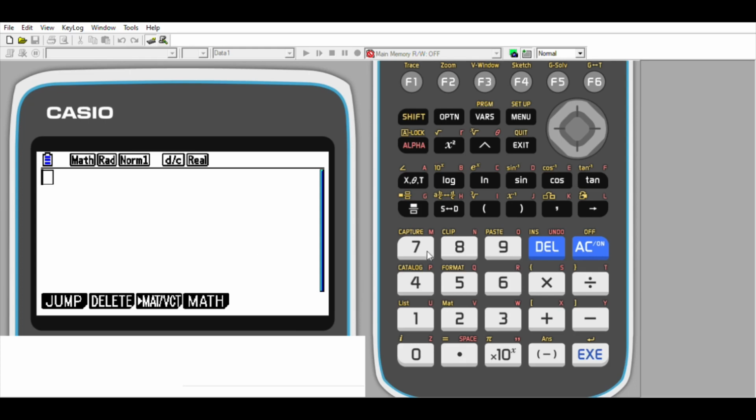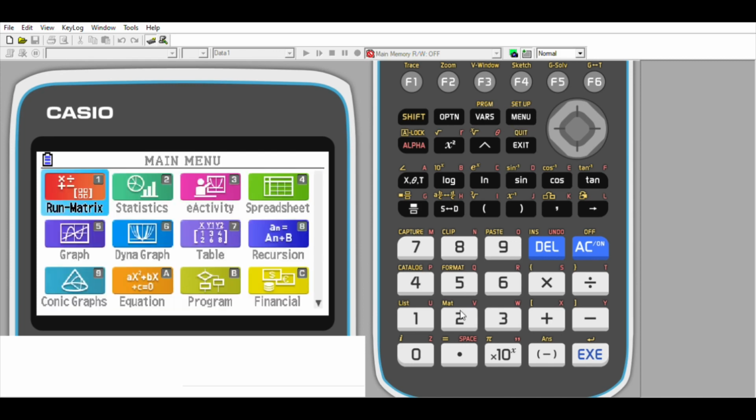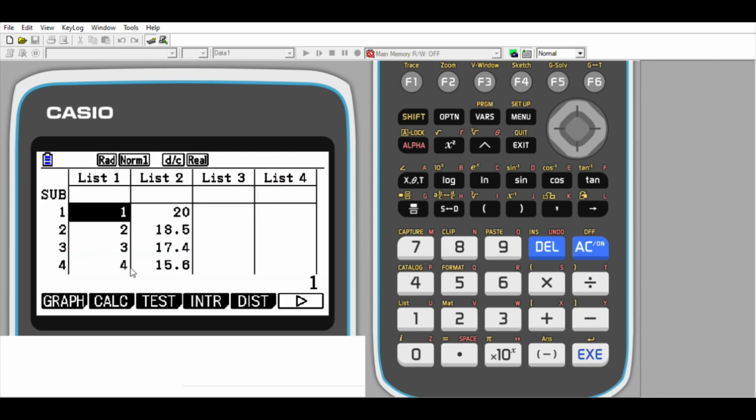You need to go to Menu, Statistics, number 2, and you have, you already know this, list 1 and list 2. In order to save some time, I already plugged in the values, but what you do is, for list 1, you plug in the age in years of the tires, which is the independent variable from 1 to 6, which is what we have as data. And in list 2, you're going to plug in the dependent variable, which is kilometers per liter. And we have these values over here.